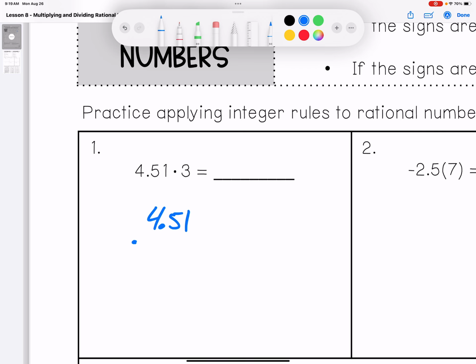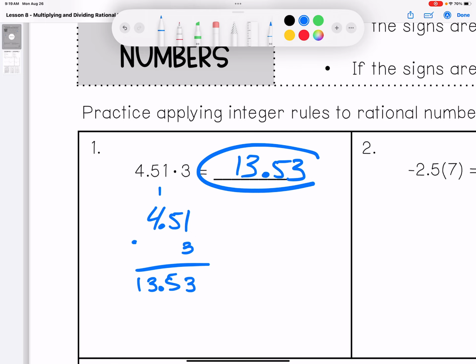4.51 times 3. 3 times 1 is 3. 3 times 5 is 15. Carry the 1. 3 times 4 is 12, plus the 1 on top is 13. 13.53, and that is your answer. Why? Because it's two positives.